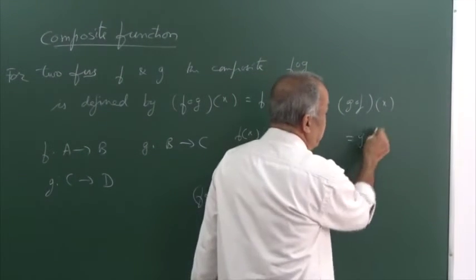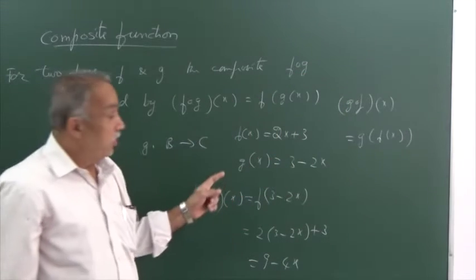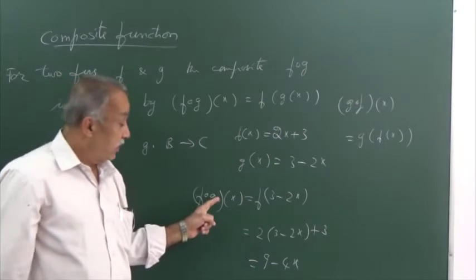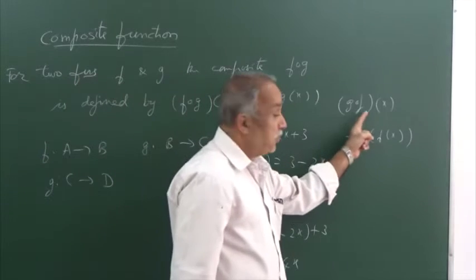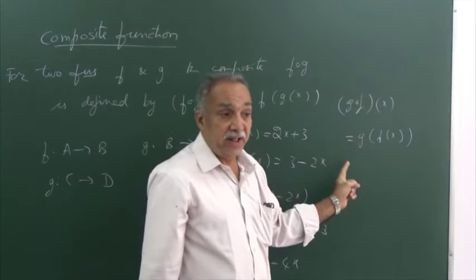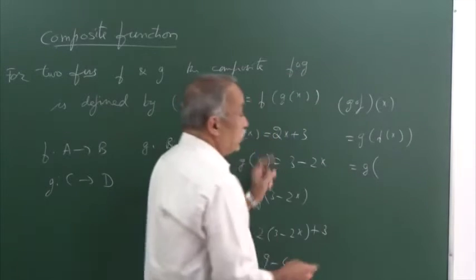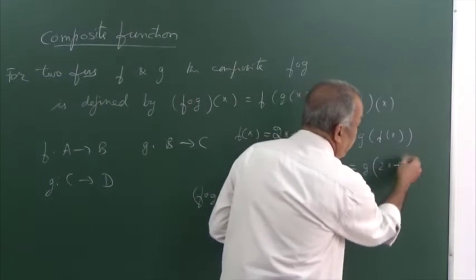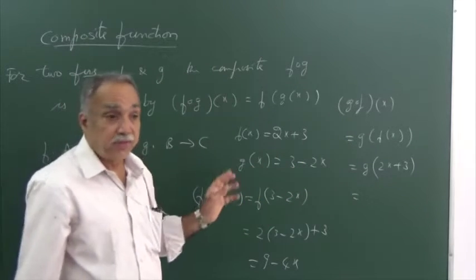By definition, this is g of f of x. This order is important. When I write f composite g, you will first apply g, then apply f. While computing g composite f, f will be first applied, then g. Okay. g of f of x, where f of x is 2x plus 3. Should any restriction be imposed? No need, x remains free.